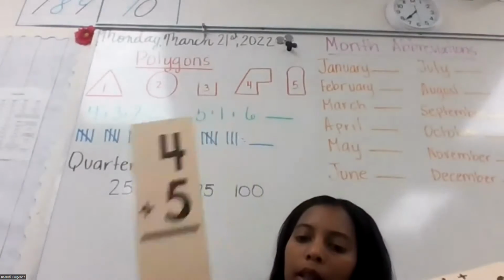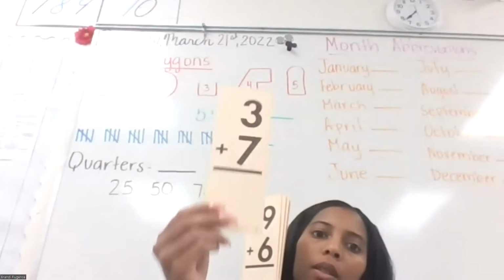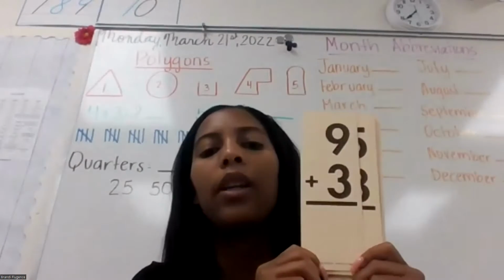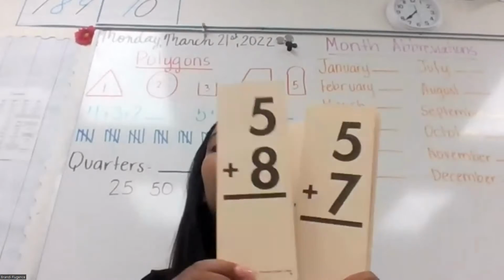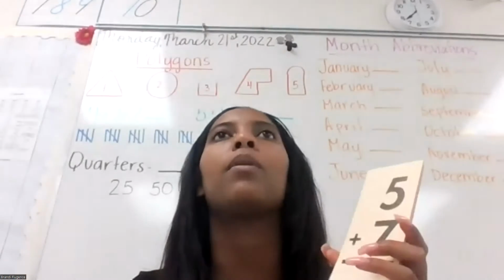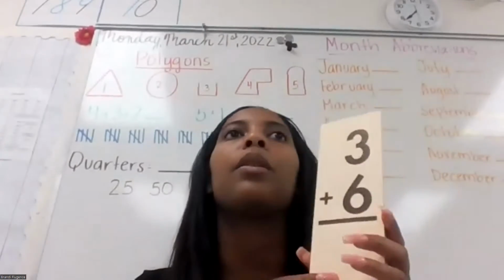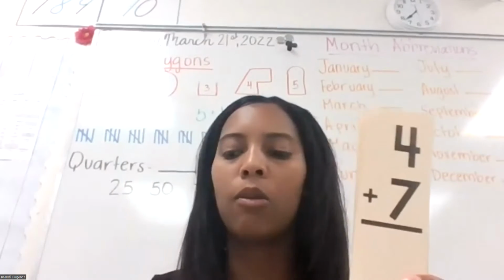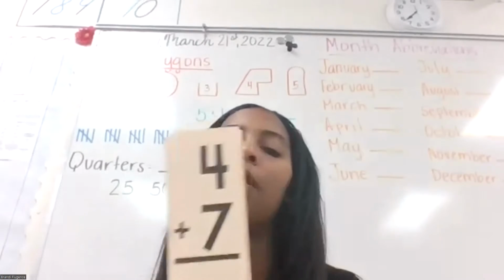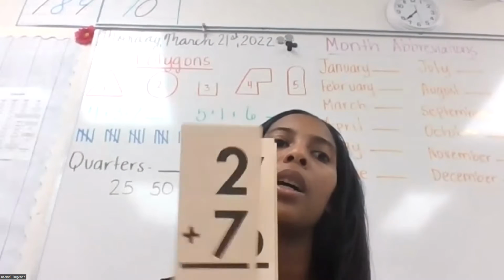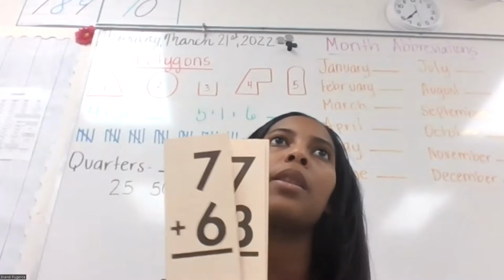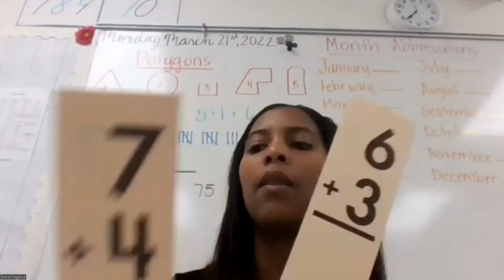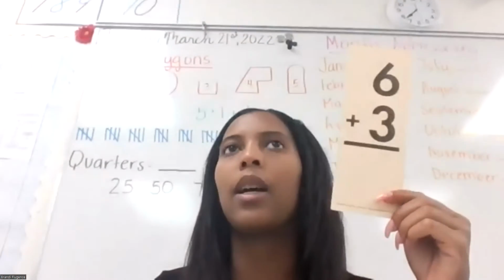4 plus 5 equals 9. 3 plus 7 equals 10. 9 plus 6 equals 15. 9 plus 3 equals 12. 5 plus 8 equals 13. 5 plus 7 equals 12. 3 plus 6 equals 9. 4 plus 6 equals 10. 4 plus 7 equals 11. 2 plus 7 equals 9. 7 plus 6 equals 13. 7 plus 3 equals 10. 7 plus 4 equals 11. 6 plus 3 equals 9.